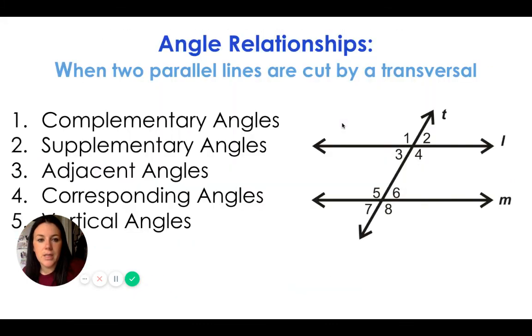Let's go back to the beginning and talk about which angles here are vertical. They're across from each other. They make V's for vertical. So angle 2 is vertical to which angle? 3. Angle 1 is vertical to angle 4. Angle 6 is vertical to angle 7, and 5 is vertical to angle 8. And they're congruent. So whatever 6 is, so is 7. Whatever 2 is, so is 3.